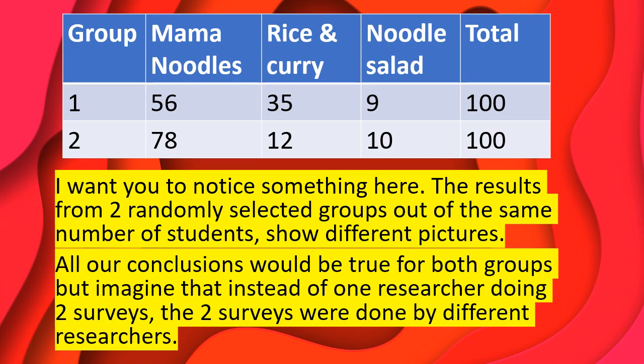So here is the same data again. I want you to notice something here. The results from 2 randomly selected groups out of the same number of students show different pictures. All those conclusions we just looked at would be true for both groups. But imagine that instead of one researcher doing 2 surveys, we had the 2 surveys done by different researchers. So nobody is bringing the 2 sets of data together to look at the same time.